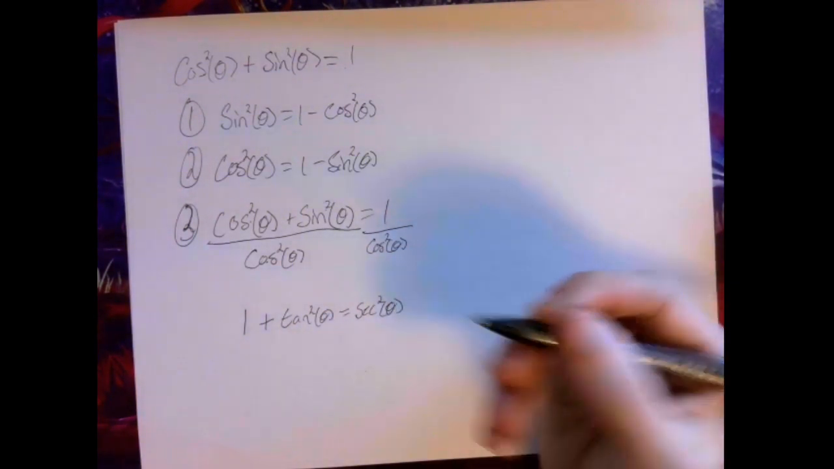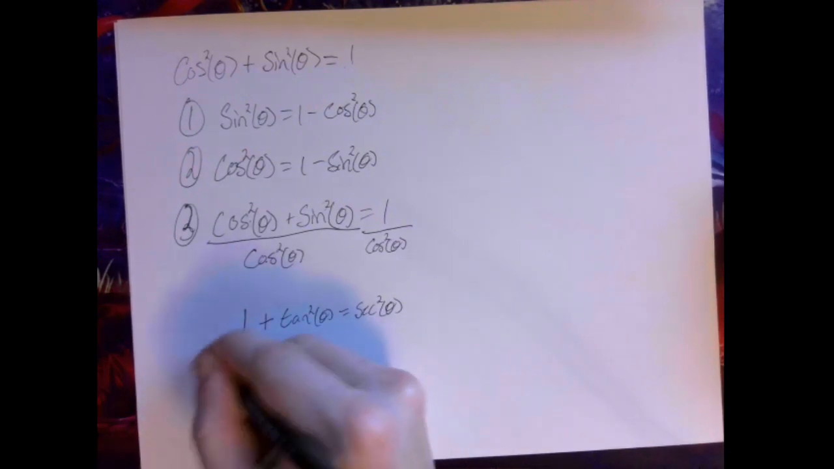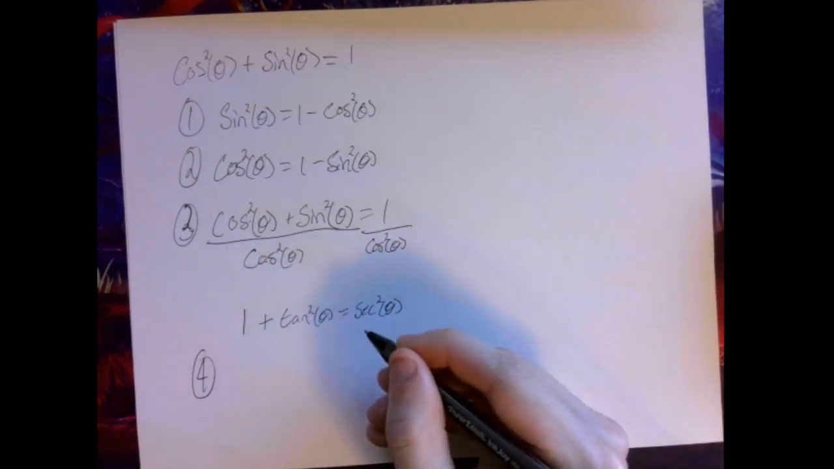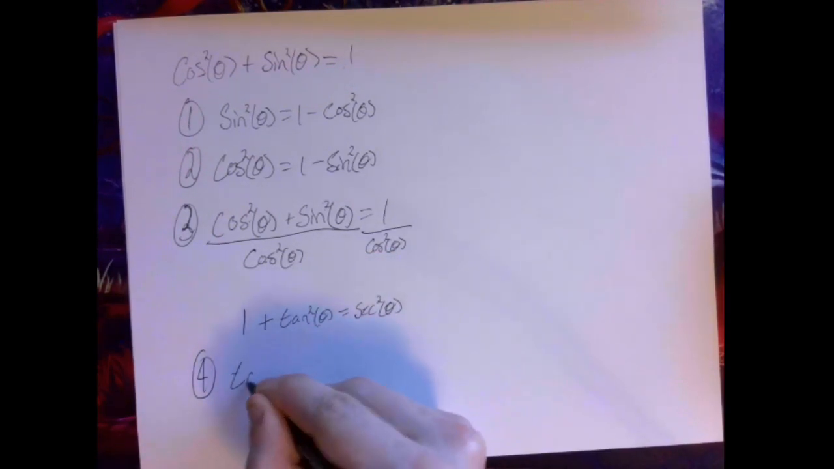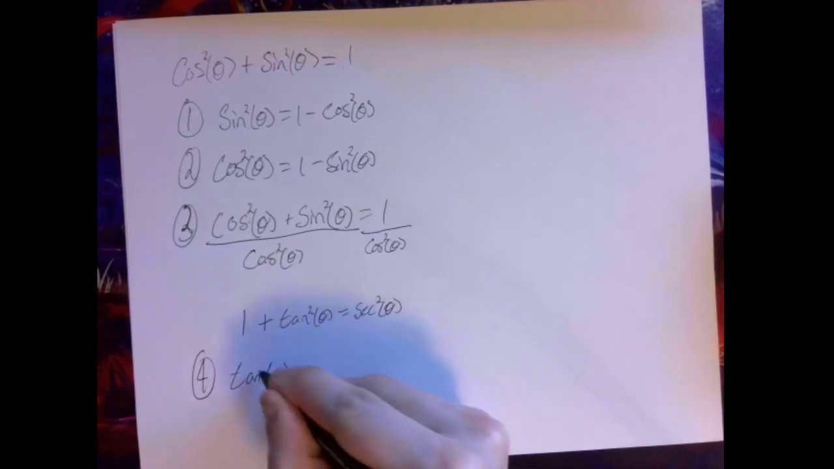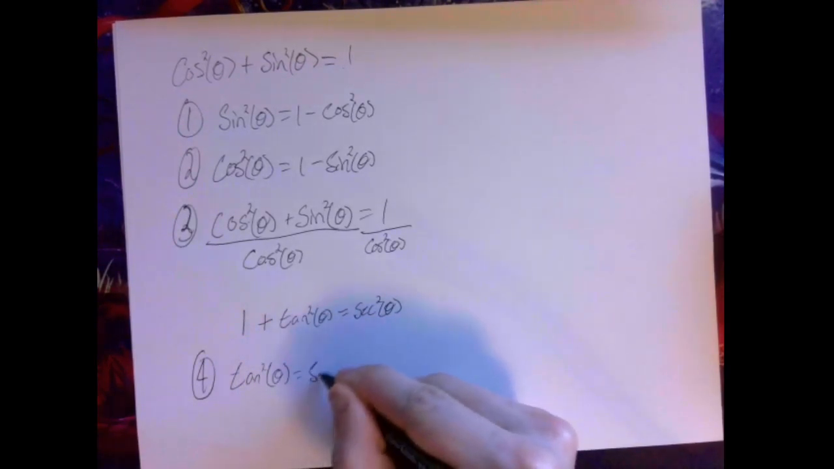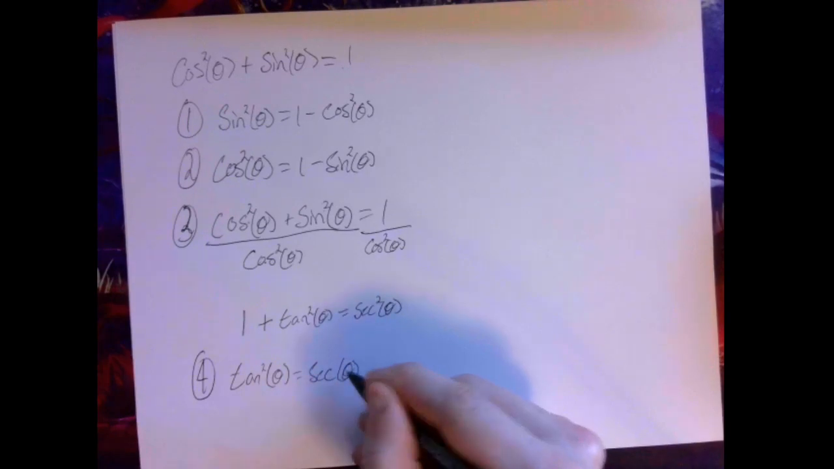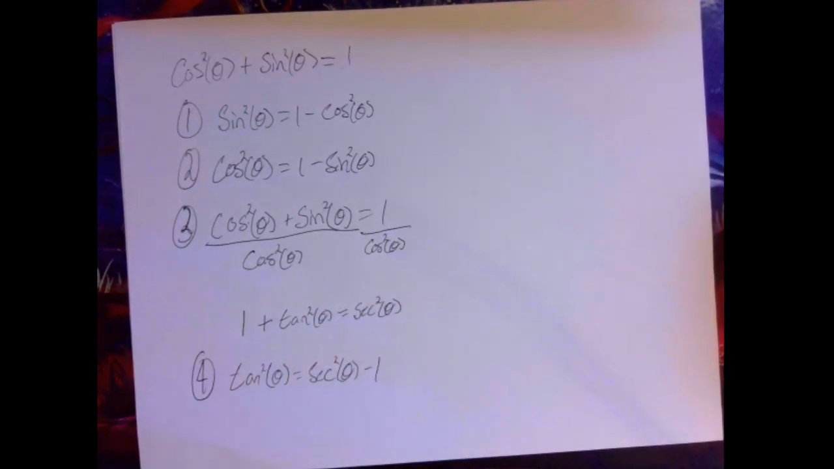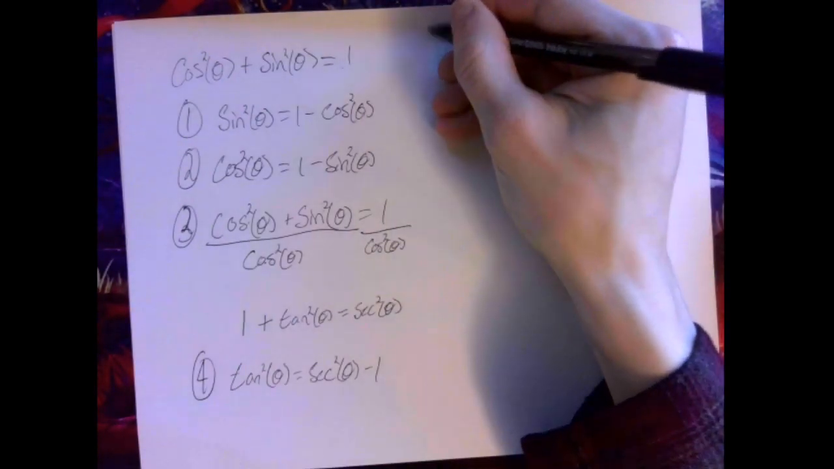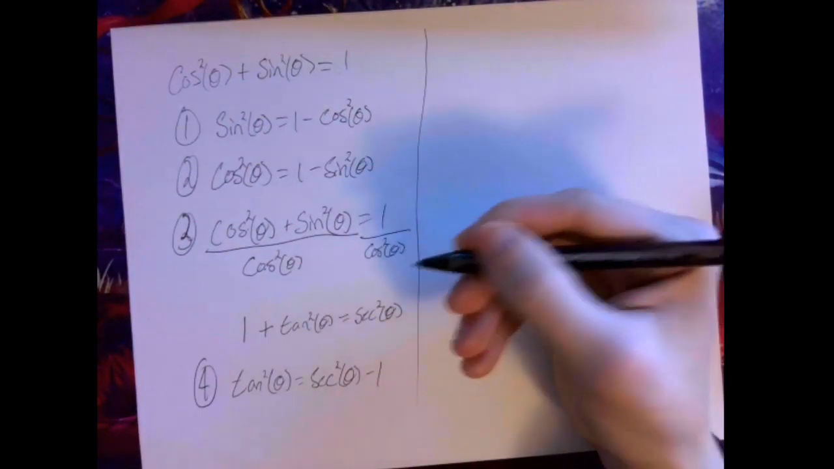That'll be number 3. But now if we take this and subtract the 1 from this side, we can get tangent by itself and get it in terms of tangent of theta squared. So we say tangent of theta squared is equal to secant of theta squared minus 1. So this time we divided by cosine of theta squared.